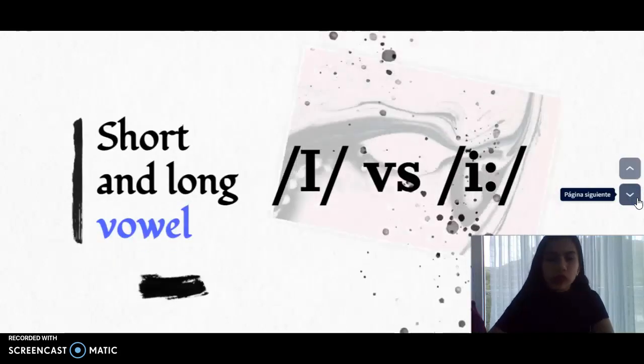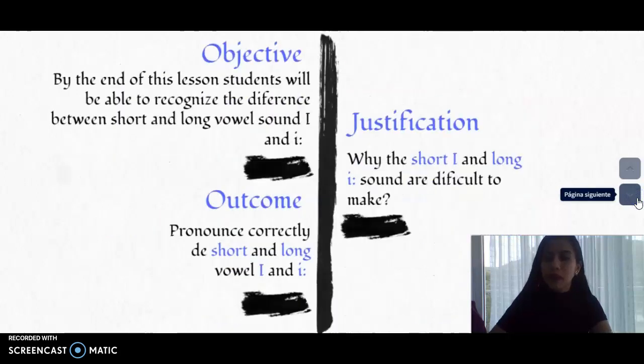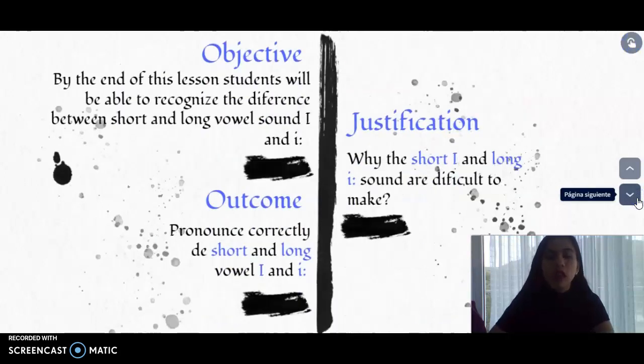Okay, we are going to start talking about short and long vowel sounds /ɪ/ and /iː/. The objective: by the end of this lesson, students will be able to recognize the difference between short and long vowel sounds /ɪ/ and /iː/. Outcome: pronounce correctly the short and long vowels.